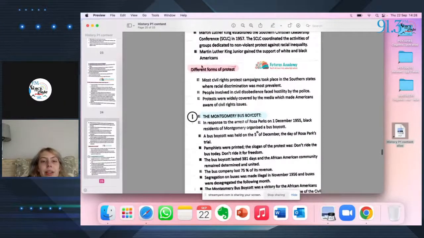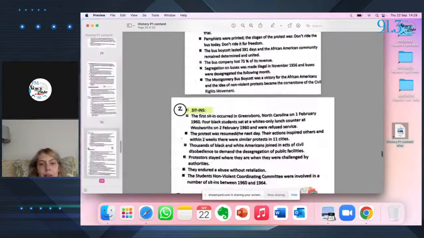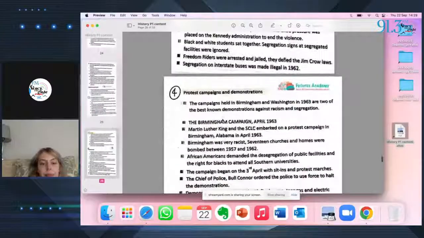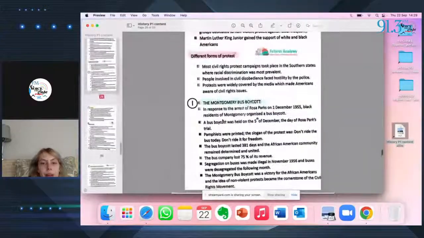Okay, and then the different forms of protest. So most civil rights protest campaigns took place in the southern states, where racial discrimination was most prevalent. People involved in civil disobedience faced hostility by the police, and these protests were widely covered by the media, which made Americans aware of the civil rights issues. And then you'll see I numbered them, the important ones, which we will go through now.